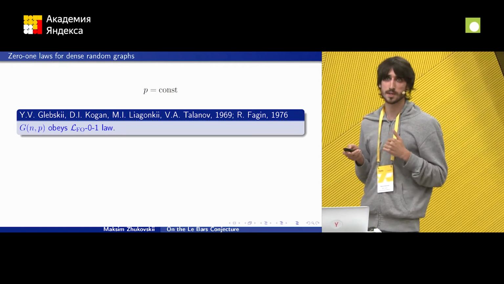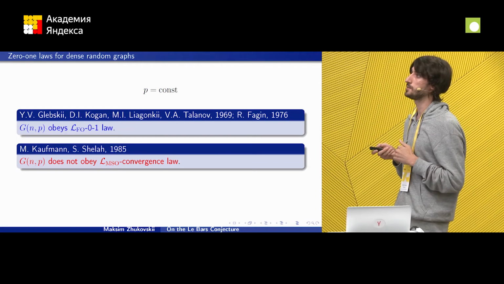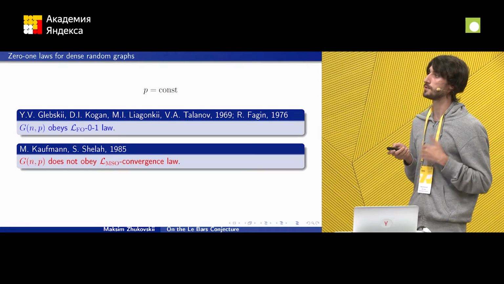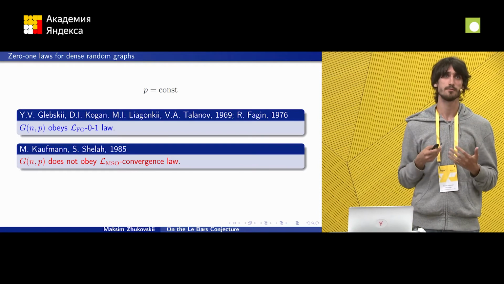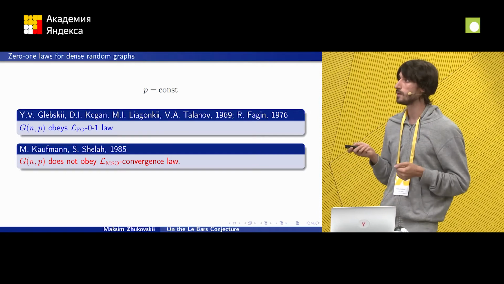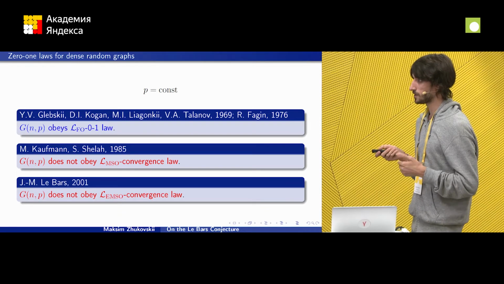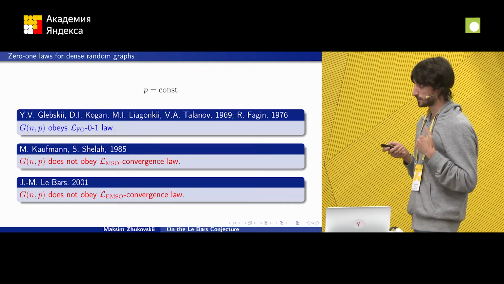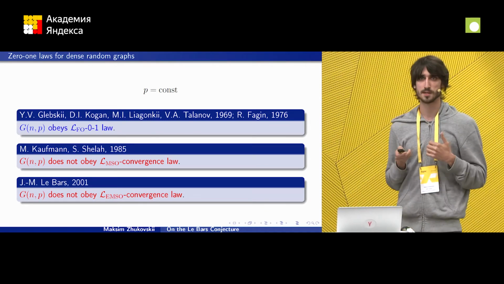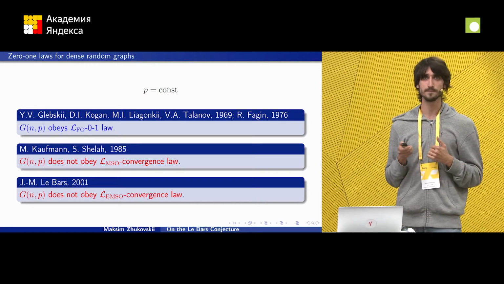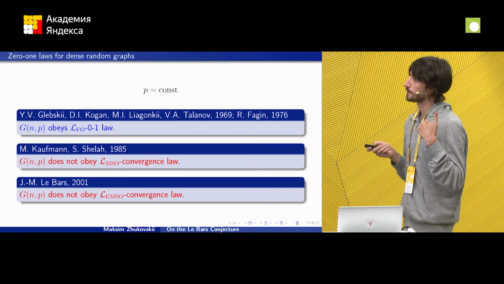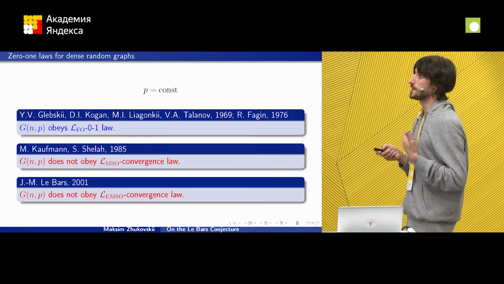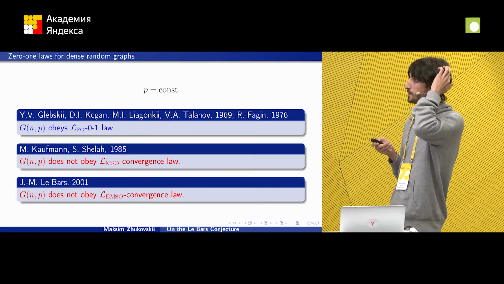Okay, so what about monadic second order? In 1985, Kaufman and Shelah proved that there is not even a convergence law. So there are sentences for which we don't have any limit. And in 2001, it was proved that there is not even an existential monadic second order convergence law. There were more studies about such questions about random graphs.